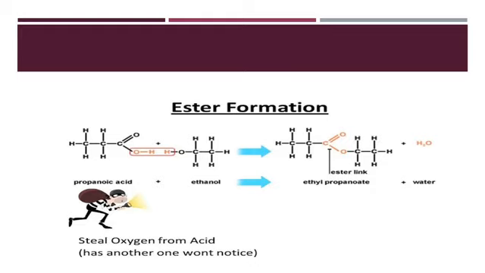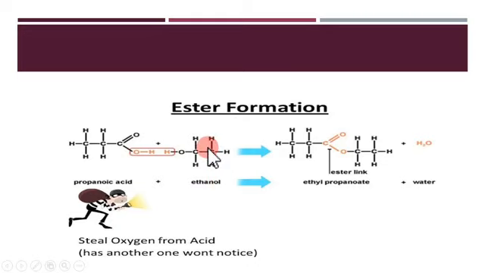Now let's look at the synthesis of the esters. How do the esters come about? We have our carboxylic acid, propanoic acid, 3 carbon atoms. Then it's reacting with our alcohol ethanol.